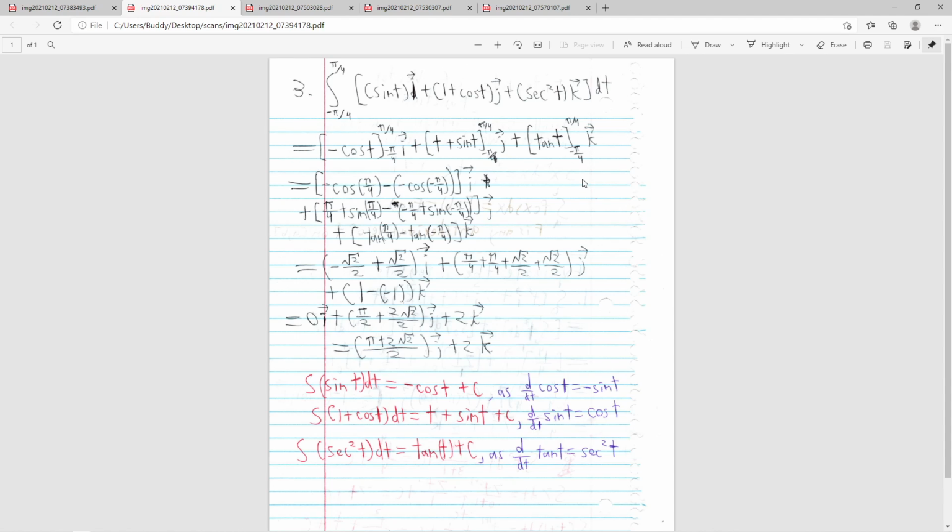Tangent is defined within negative pi fourths to pi fourths, so it's fine in that range. If it was not defined for part of it, then it would be a problem. For example, tangent of pi halves is sine over cosine, and cosine equals 0 in that case, and you can't divide by 0. Therefore, tangent is undefined at pi halves. If that was included, that would be a problem, because it would not be continuous.